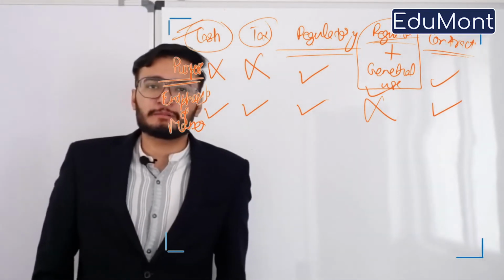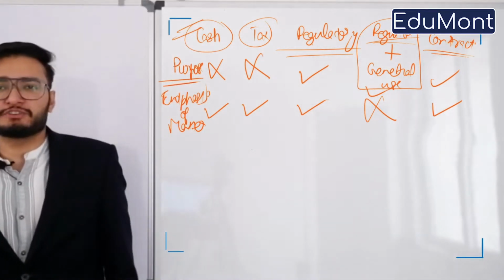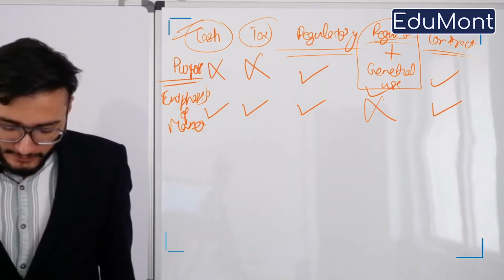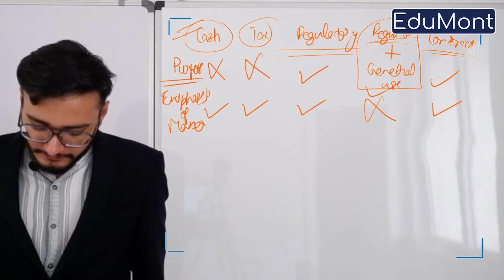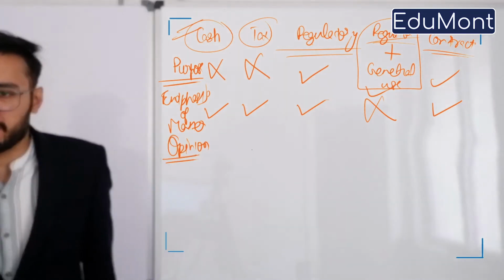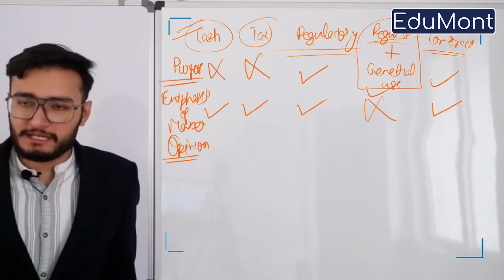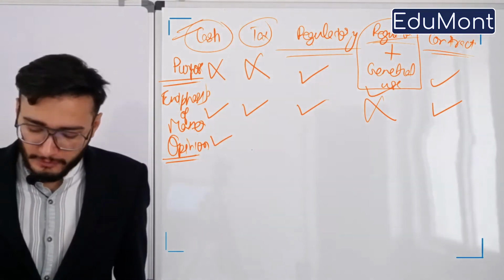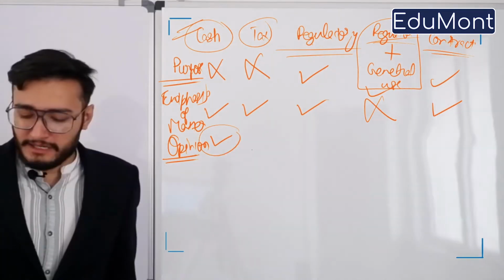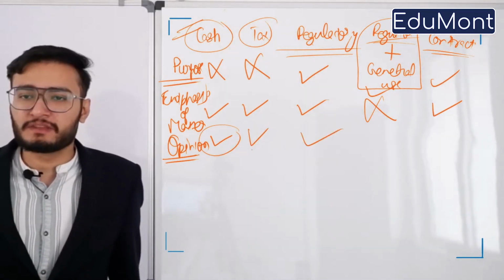Because it is generally acceptable, we can say, because it can be used by general users too. So from here the next point comes out, that of opinion. In case of cash basis financial reporting framework, a single opinion is required. You have to give a single opinion on the financial statement. Similarly, in case of tax basis and regulatory basis and contractual basis too.